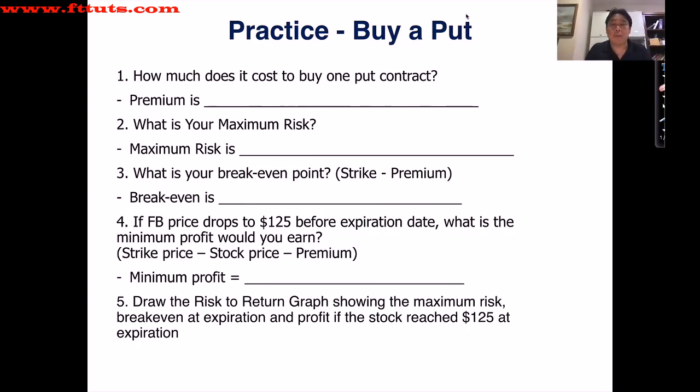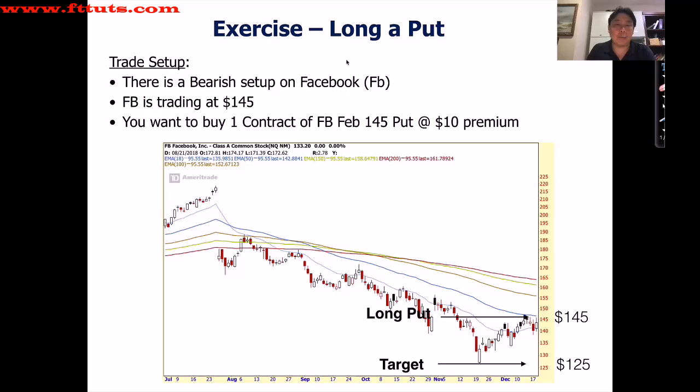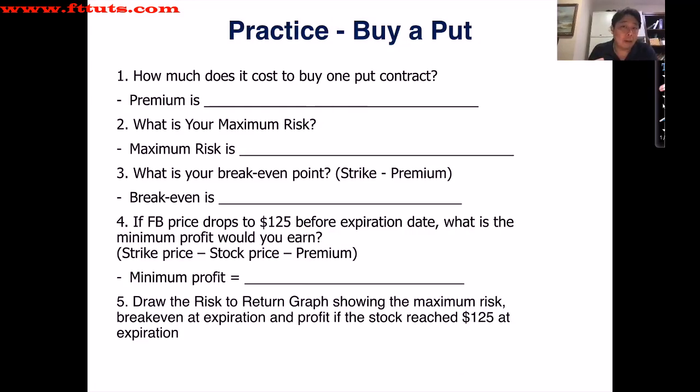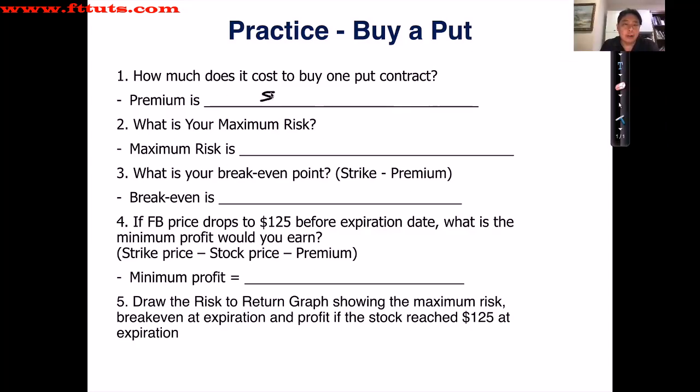How much does it cost to buy one put contract for Facebook? So what's your premium? Well, from the previous slide, we said your premium is $10. So what's the total premium you pay with one contract? That's right, $10 multiplied by 100 shares, and that gives you $1,000. So that's the cost to buy one contract of Facebook puts.